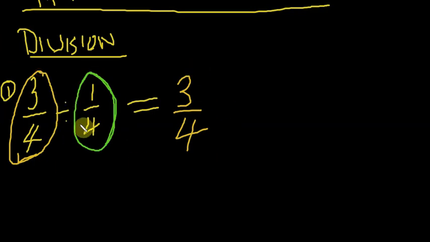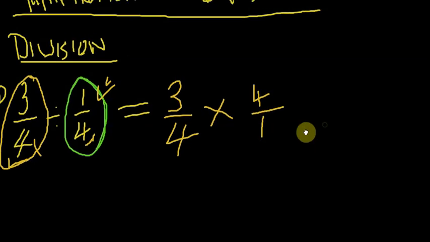Then the sign, because you cannot work with this division sign, changes to multiplication. And then the second fraction is reciprocal. The denominator goes on top and the numerator goes at the bottom. So the denominator is what? It's 4. So we write 4. We bring down our division line, the horizontal line, and we write down our numerator, which was 1.